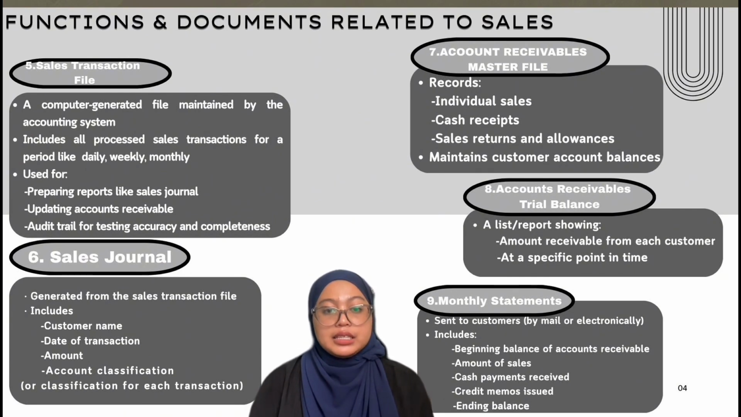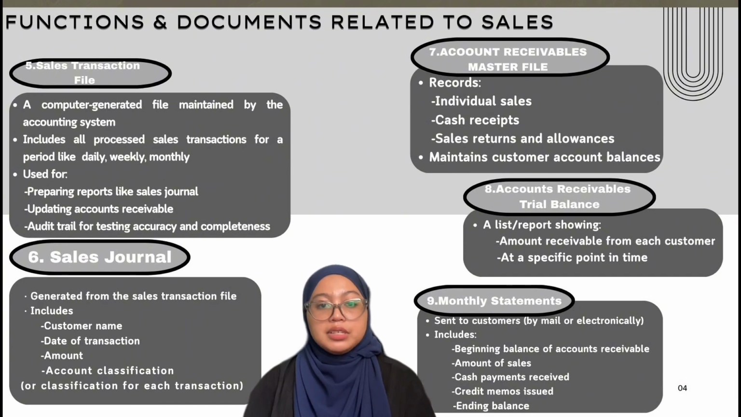After that is sales journal. The sales journal is generated from the sales transaction file. It includes customer name, date of transaction, amount, and account classification for each transaction. Next is accounts receivable master file. It records individual sales, cash received, sales returns and allowances, and maintains customer account balances.